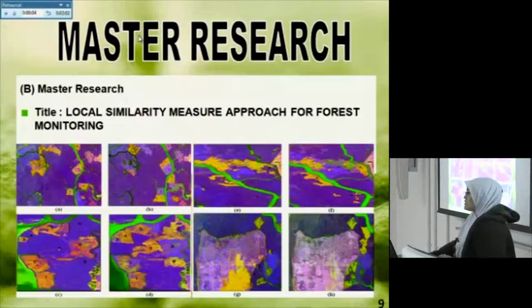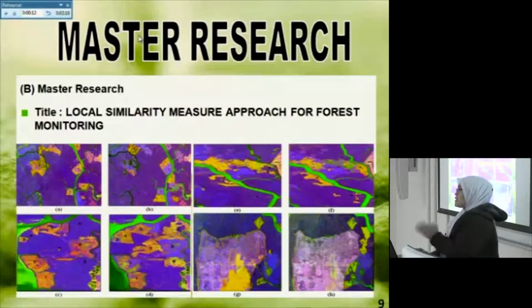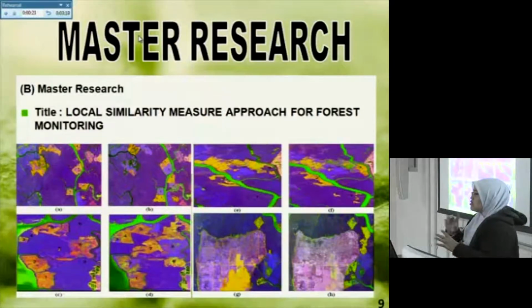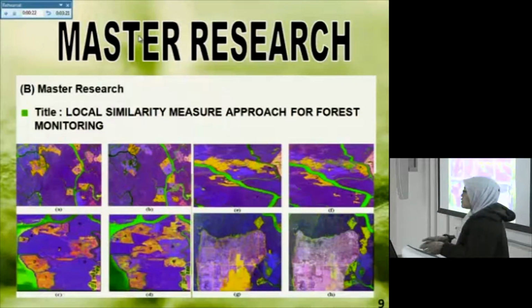Next is my master research. During my master research, I worked on a local similarity measure approach for forest monitoring. The local similarity measure approach is one famous technique in the medical imaging field. They use this technique to detect tumors in the brain. So we tried to apply this algorithm to environmental study. We tried to detect the changed area in the forest.